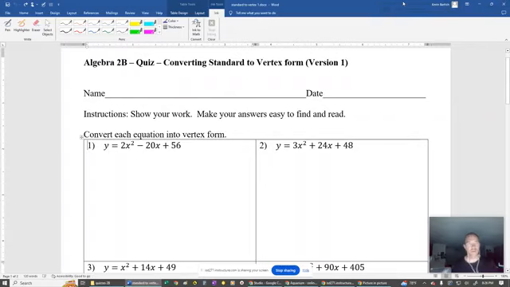All right, folks, here we go for Algebra 2B. We're looking at the quiz, converting standard form to vertex form. This is version 1 of the quiz. So I'm splitting this video up into two pieces.